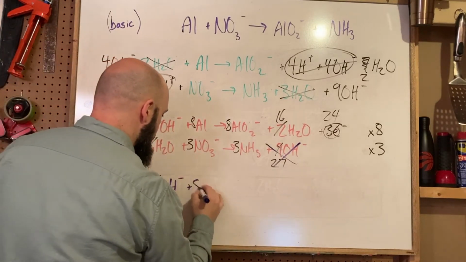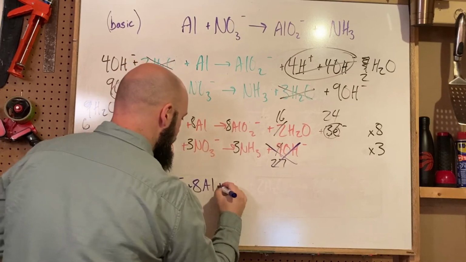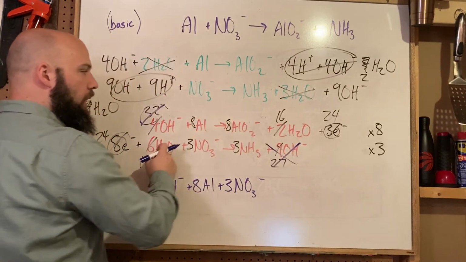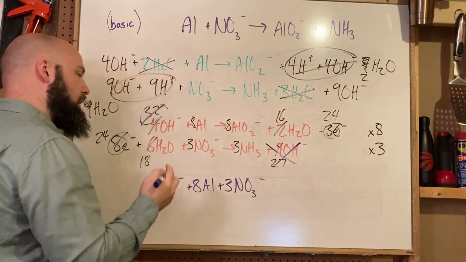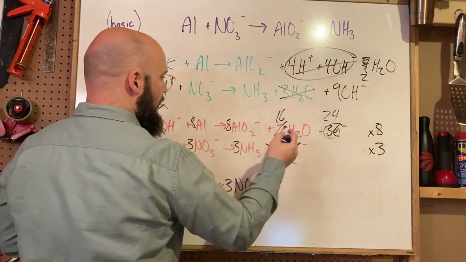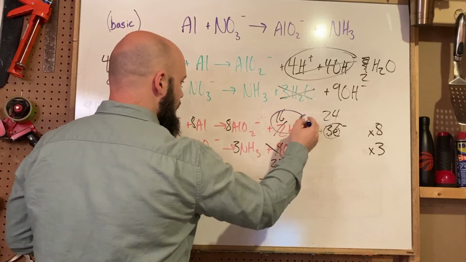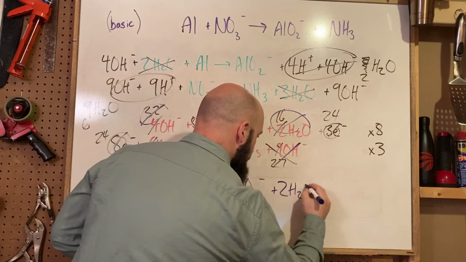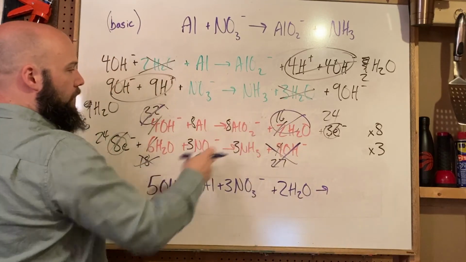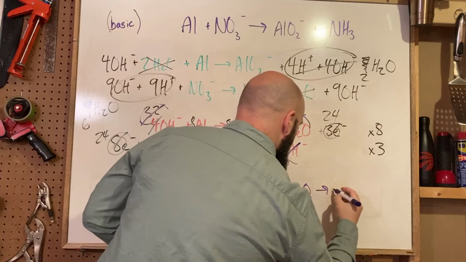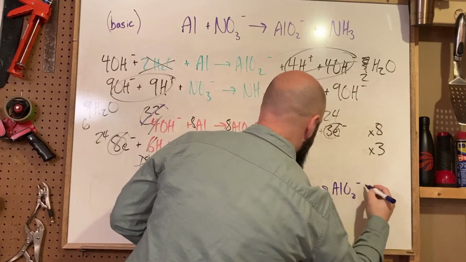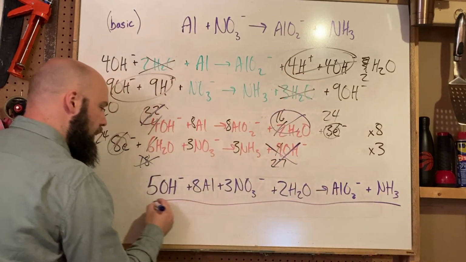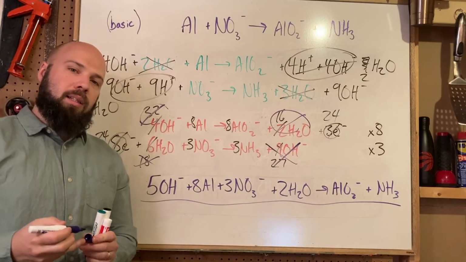You have 8 aluminum and 3 nitrate. And then you have 18 waters as a reactant and 18 as a product in your first half reaction. So these will go away and this will become just 2 water. And then your only products that are left are your aluminum oxygen anion and ammonia. And that is your balanced reaction.